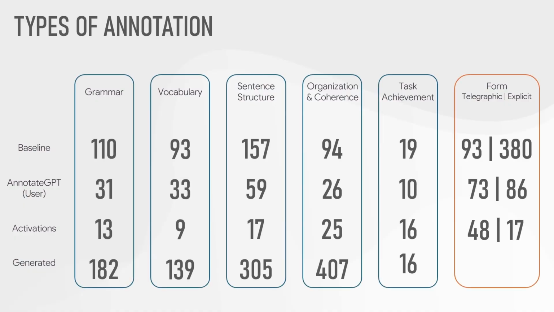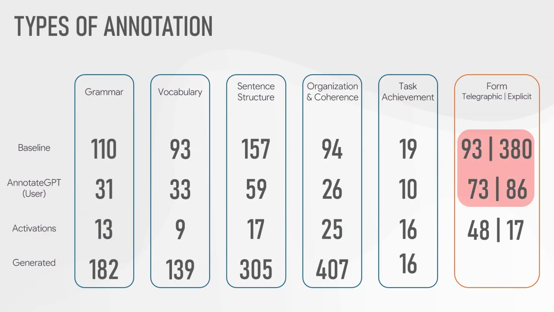Here are the number of times each type has been observed. At the baseline, participants tended to make more sentence structure annotations. A similar distribution was observed for user-authored annotations in AnnotateGPT. However, participants tended to use AnnotateGPT for organization and coherence, where 25 out of 26 annotations were used for it. This suggests that AnnotateGPT encourages participants to address higher-level aspects of the writing.